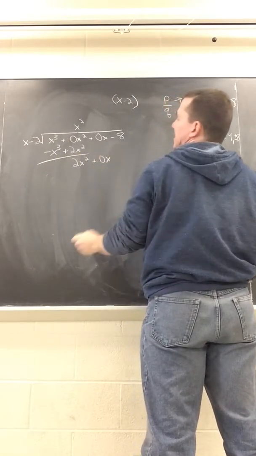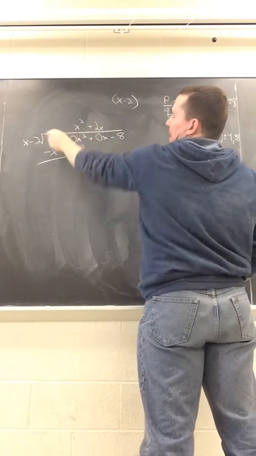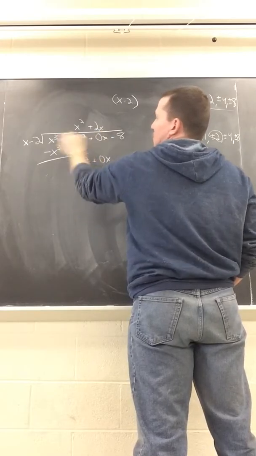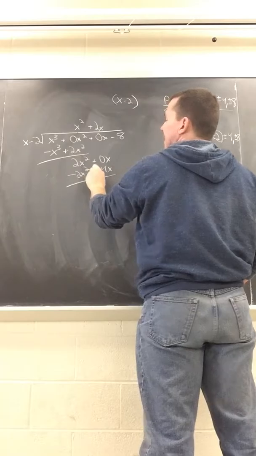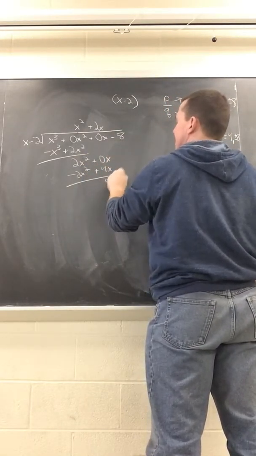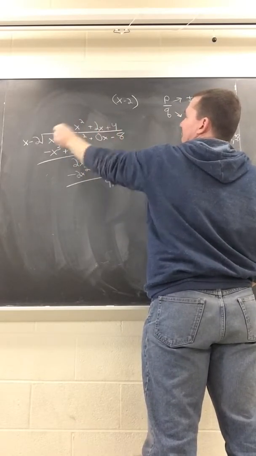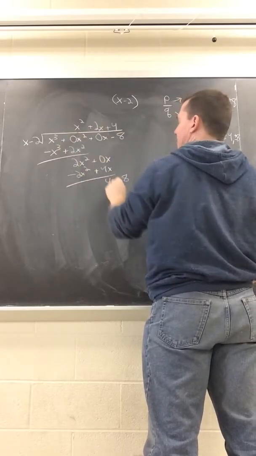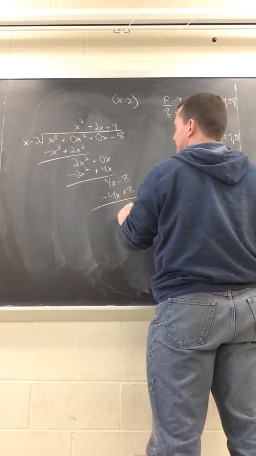Bring down 0x. Multiply x by 2x. 2x times x is 2x squared. 2x times negative 2 is negative 4x. Switch the signs. That becomes negative. That's positive. That goes away. 0x plus 4x is 4x. Minus 8. What do you multiply x by to get 4x? 4. 4 times x is 4x. 4 times negative 2 is negative 8. Switch the signs. That becomes negative. That becomes positive. And we get 0. Which is what we knew we would get because x minus 2 is a factor.